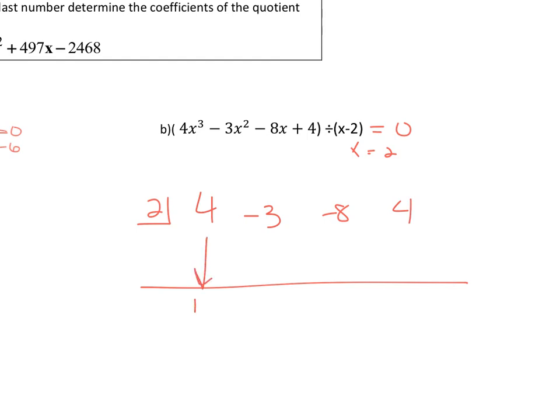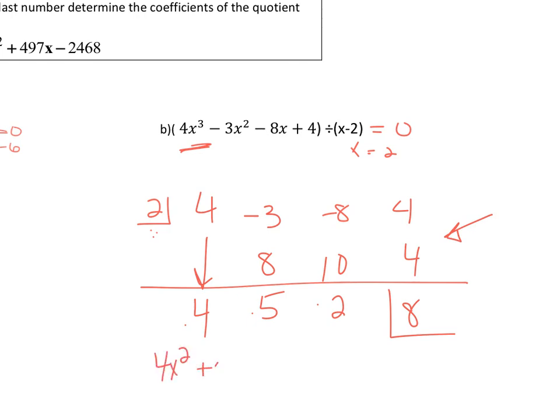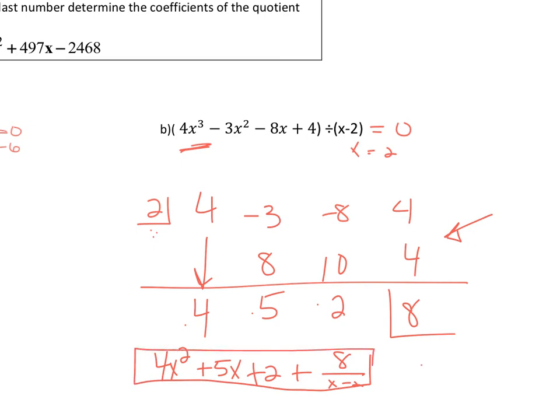Drop down the first number. 2 times 4 is 8. Add 5. 2 times 5 is 10. Add 2. 2 times 2 is 4. Add, you get 8. Okay, be careful here. Sometimes they do that and they make it the same number and they think you're going to get tricked and cancel it out, but you're better than that. Okay, take this down by a power of 1. That would be 4x squared plus 5x plus 2 plus your remainder over the divisor. And that's how you write your remainder right there.